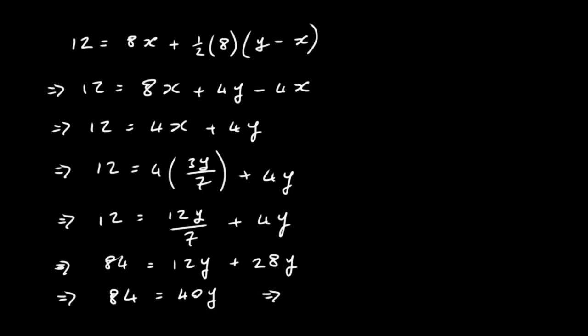And then finally, divide across by 40, that'll give me y is equal to 84 divided by 40, which is 2.1 meters. Okay, and that's it for this question in the higher level exam.